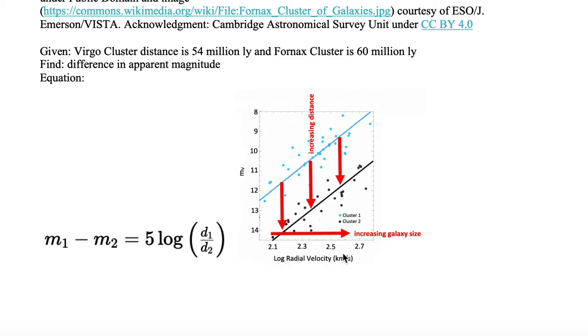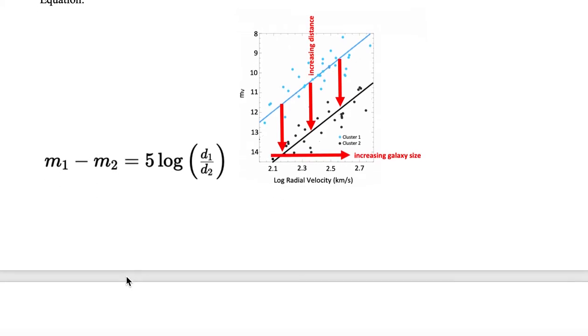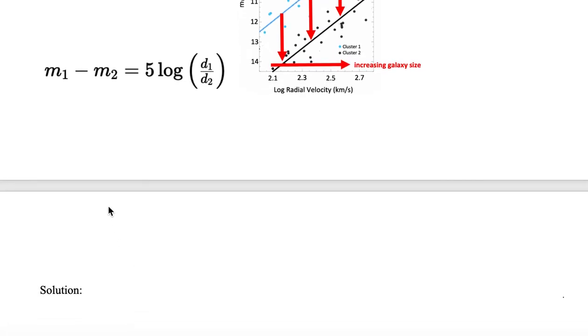So this is the case that we have. We're looking at two different clusters of galaxies. They're located at two different distances. They're not at the same distance. Therefore, they're going to have two different apparent magnitudes in the sky. We want to find the difference in their apparent magnitudes. So let's go ahead and solve this equation.